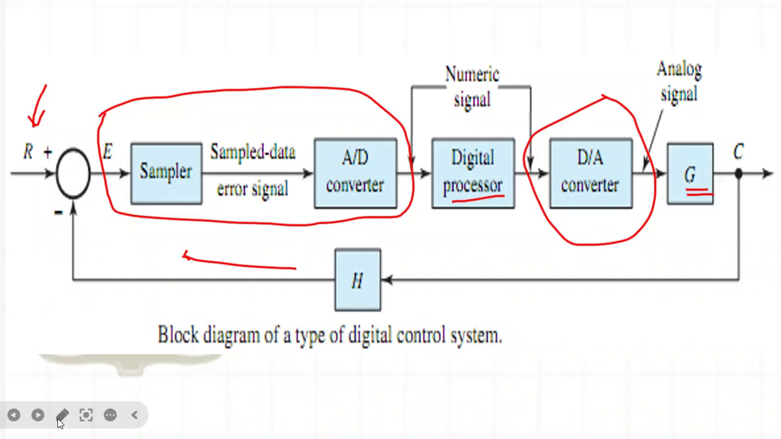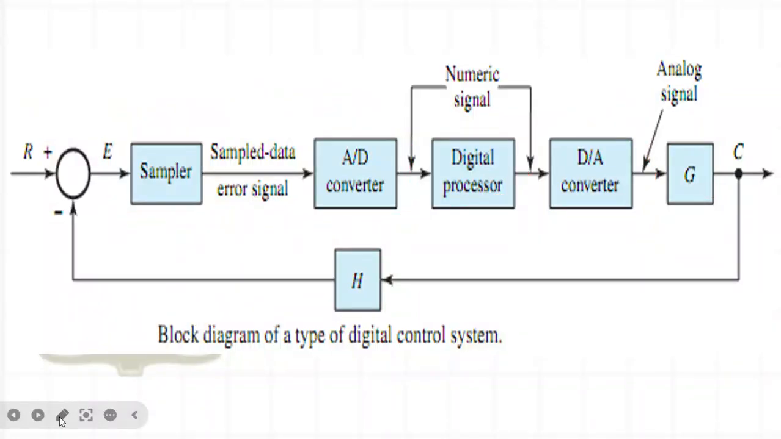Now what we have done, we have made it a digital system. So when we make it a digital system, we have to add a few more things. Initially we have to add the sampler. What is sampler? Whatever the reference minus actual I am getting, I have to sample it in the discrete domain. So I need a sampler.